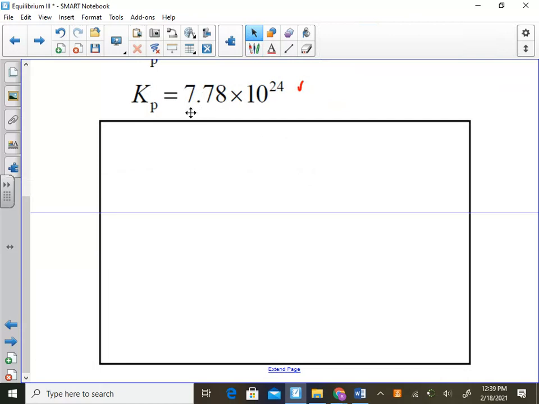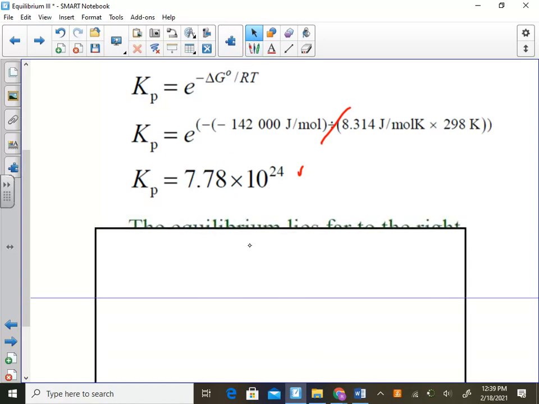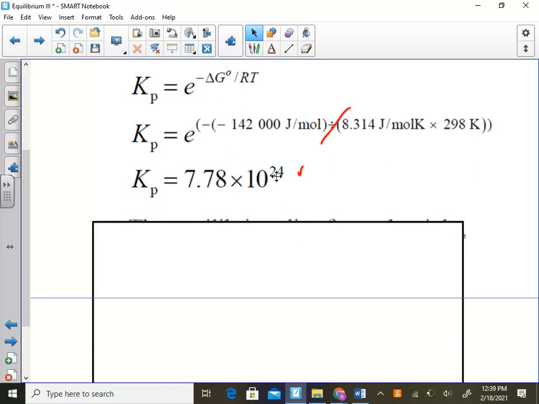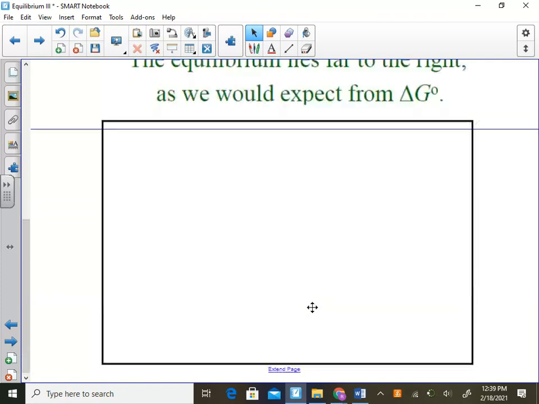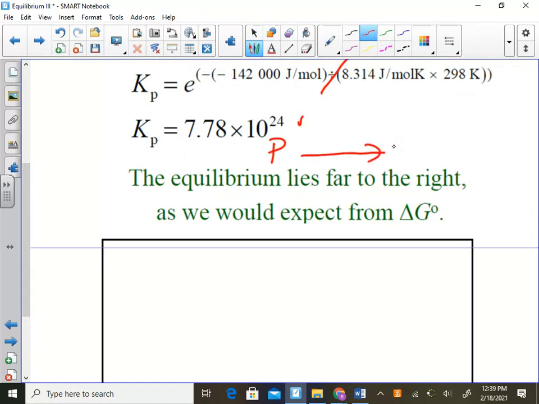We get a K of 7.78 times 10 to the 24. Make sure you do this in your calculator and that you are able to use your calculator to come up with this answer. Now, I said this was going to be a very big number. It is a giant number, which means that we have an equilibrium that's practically all products, which is exactly what we said that we expected.